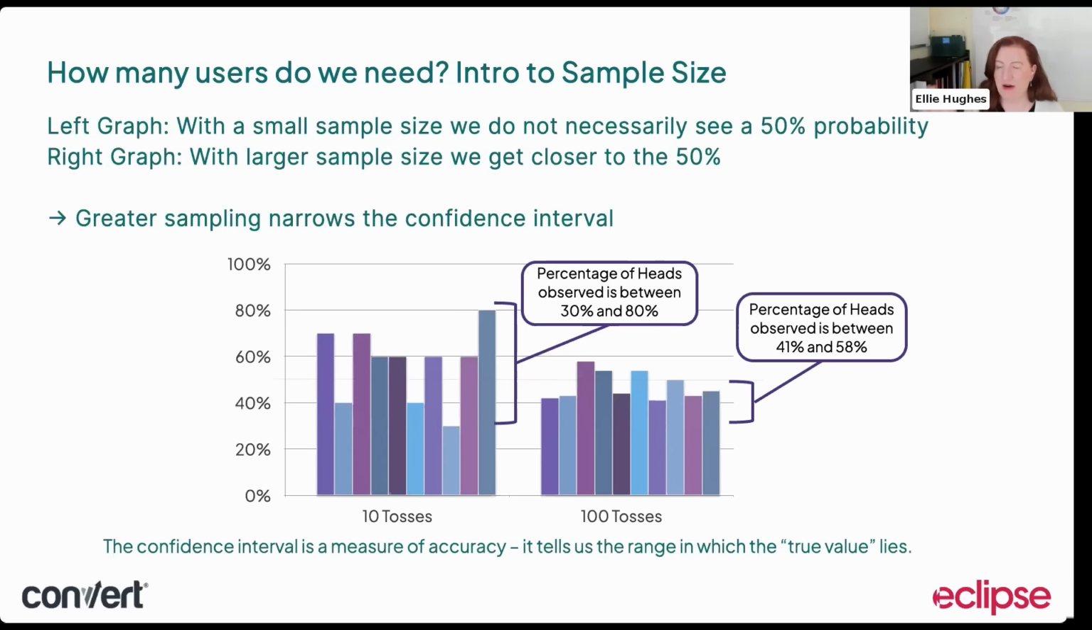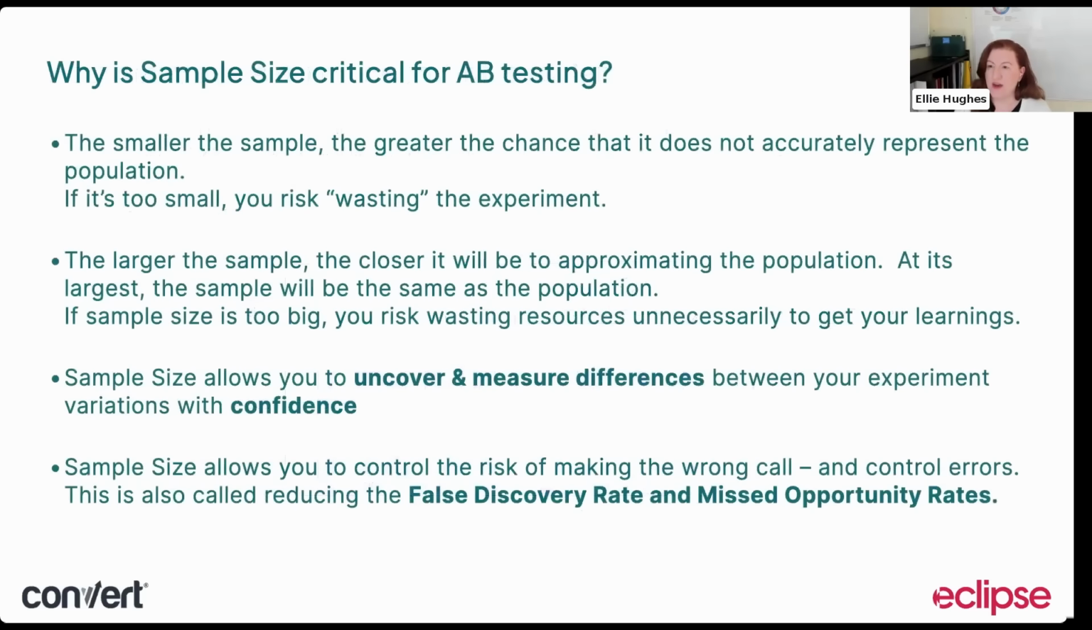So that greater sampling narrows what's called the confidence interval. And the confidence interval is almost like that breadth of variability. You can see the breadth on the left is really high, it's much more variable, and on the right it's much less variable. So it's a measure of accuracy, and it tells us the range in which the true value that we're trying to sample for lies. And why is it critical for A/B testing?